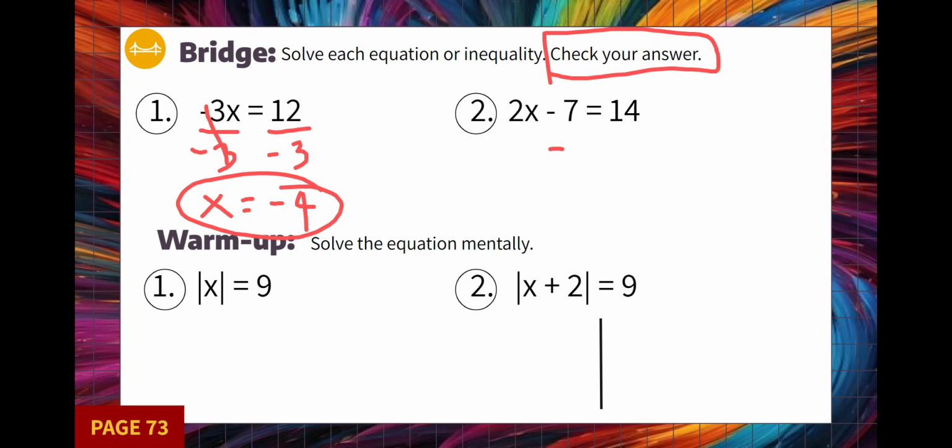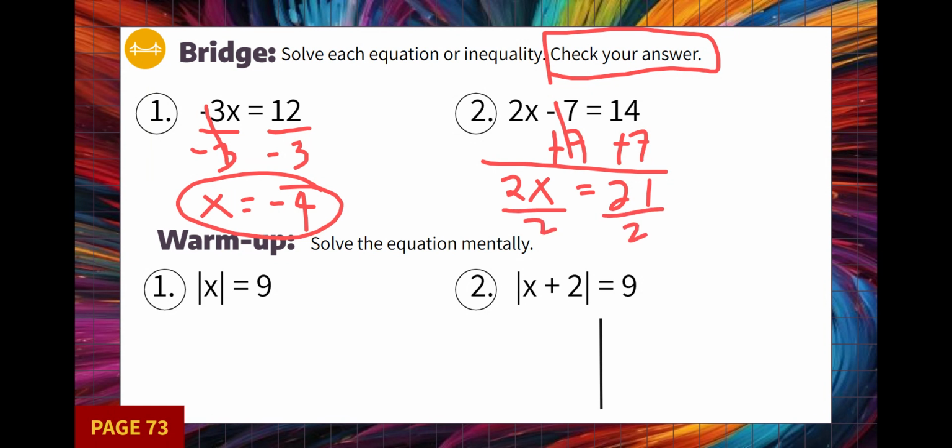So here, you're going to add 7, and then cancel this out. 2x equals 21. Since we can't divide 21 by 2 evenly, just leave it like that, 21 over 2, or just divide 21 by 2, which is 10.5. Okay, let's see if that is correct. Again, I'll plug in later all those values of x so we can see if they are both equal.